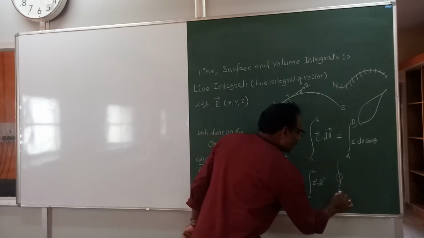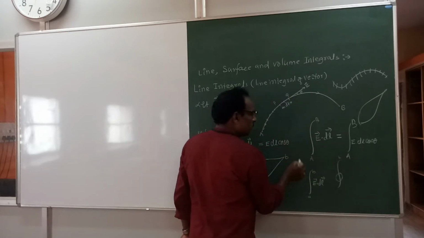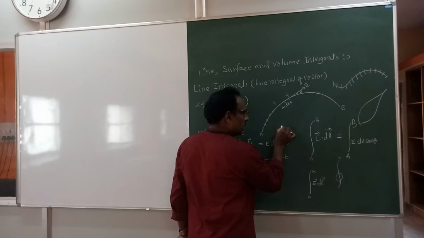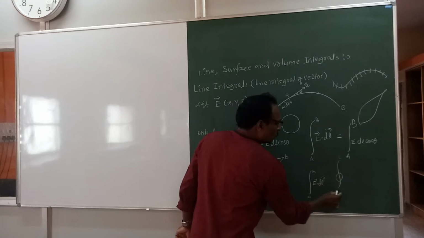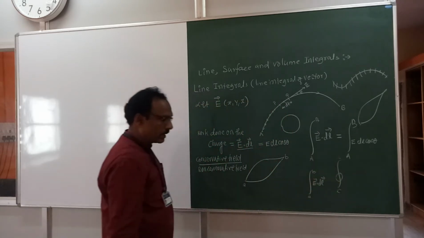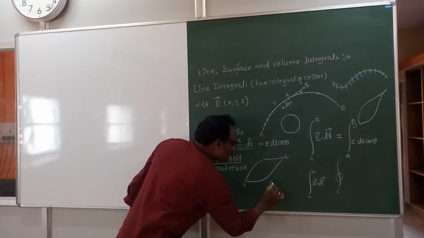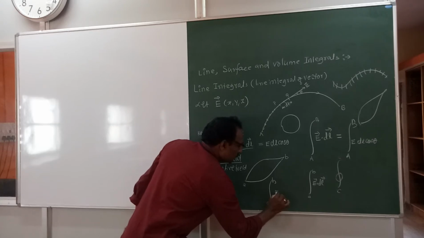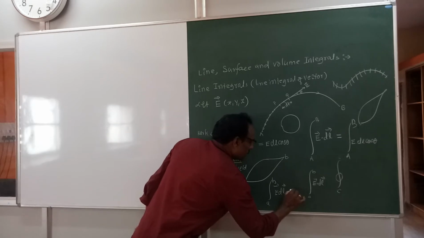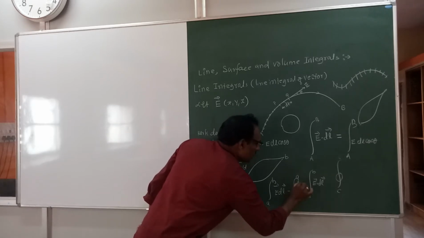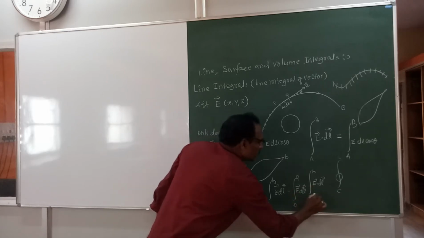So for a closed integral, the path starts from A and may end with A. So here it is a closed line integral. You can write the integral from A to B of E dl, and another integral from B to A of E dl, and this is equal to 0.